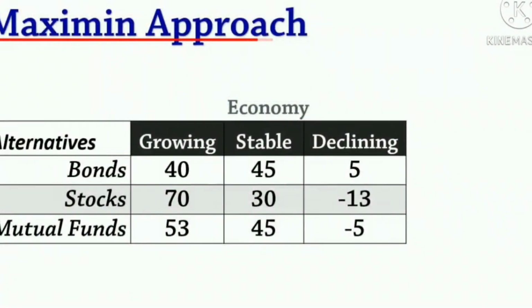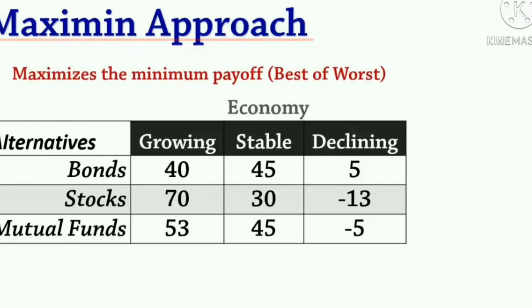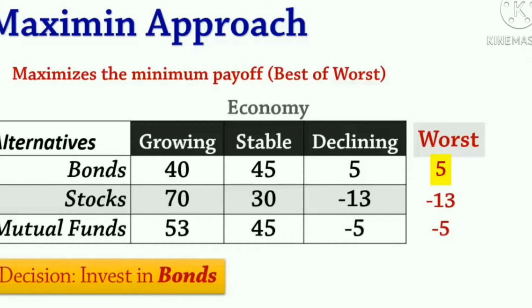The Maximin or conservative approach. Using this pessimistic approach, we choose the alternative with the best of the worst payoffs. We first choose the worst payoff in each alternative and then choose the best of the worst. Looking at bonds, the worst payoff is 5, the worst is minus 13 for stocks, and the worst is minus 5 for mutual funds. The best of this is 5. Therefore, the pessimistic or conservative approach is to invest in bonds.